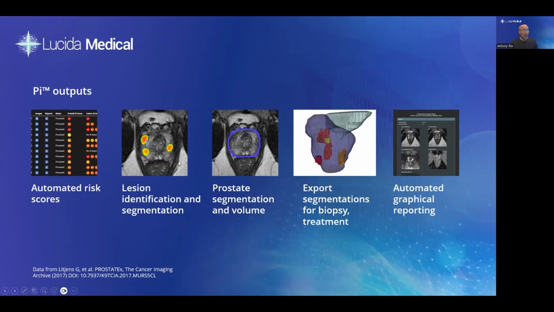cases. PI also produces a segmentation and volume of the prostate and of AI-identified lesions. These are output in a variety of formats, including DICOM secondary captures, which you can see here, and overlays that you can access through your PACS. The prostate volume and segmentation are usually very accurate and can save you manually producing these.